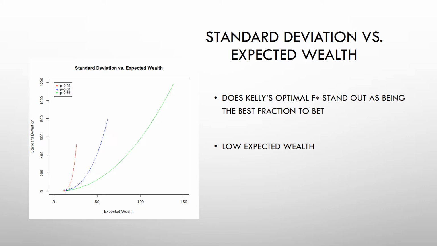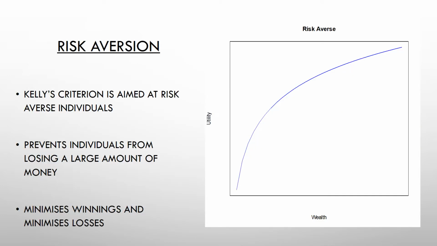This graph illustrates how Kelly's criterion optimises bankroll. Whilst the expected value is significantly lower, the variance is also much lower. This is why it is an ideal method for risk-averse individuals. This leads me to discussing risk aversion and the log utility function. Kelly's criterion is aimed at risk-averse individuals. It's a log utility function, which is concave. Risk aversion requires that the utility function is concave, and so therefore it optimises the player's bankroll for risk-averse individuals.